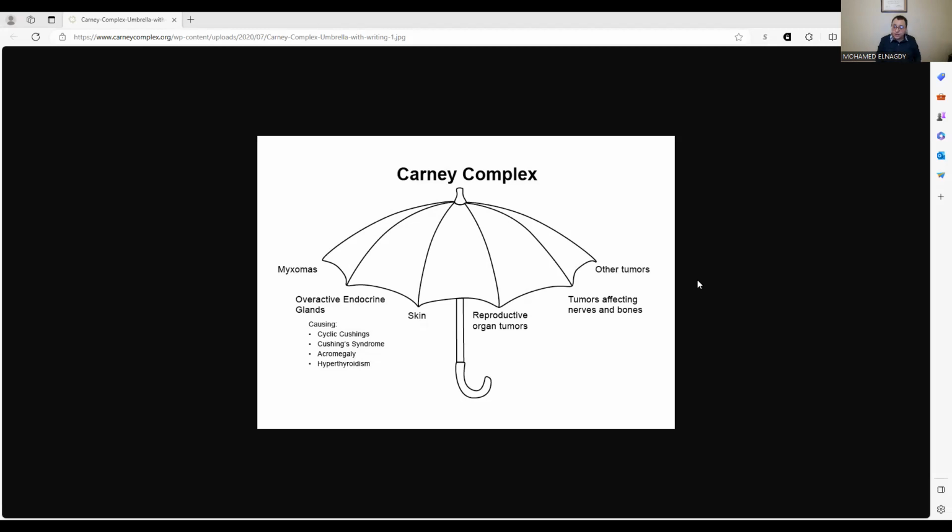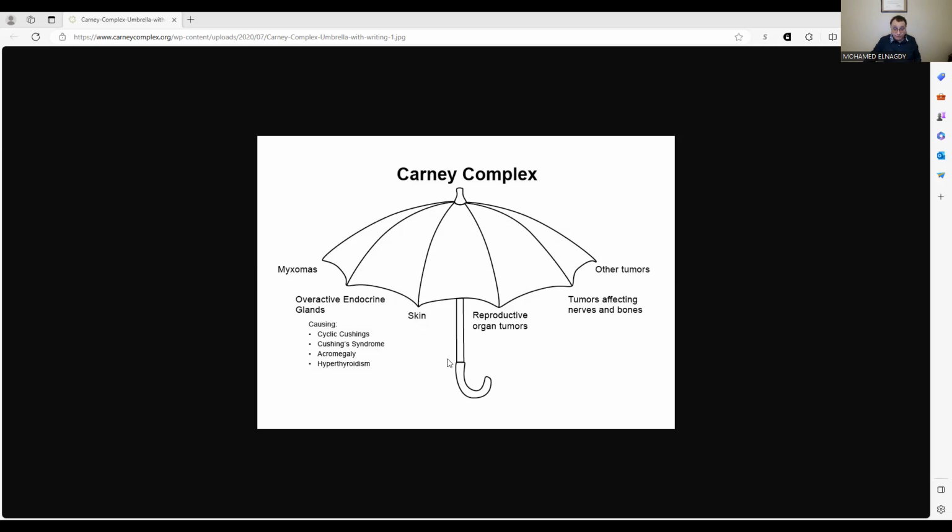This Carney complex is actually a hereditary complex, in which the patient suffers from some kind of skin pigmentation, some kind of myxomas, and some overactivity in some of his endocrine glands: the adrenal glands, the thyroid glands. So they might have hyperthyroidism. They might have hypersecretion of cortisone, Cushing, or anything. And here we go, you have the reproductive organ tumors. The sclerosing Sertoli cell tumor is one of the entities which exist nearly exclusively in this Carney complex. And tumors affecting some nerves and bones and other tumors.